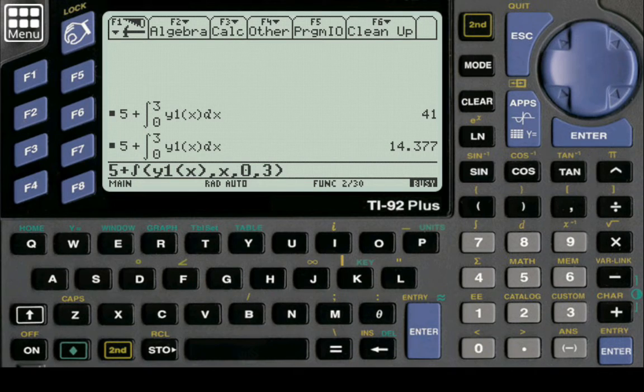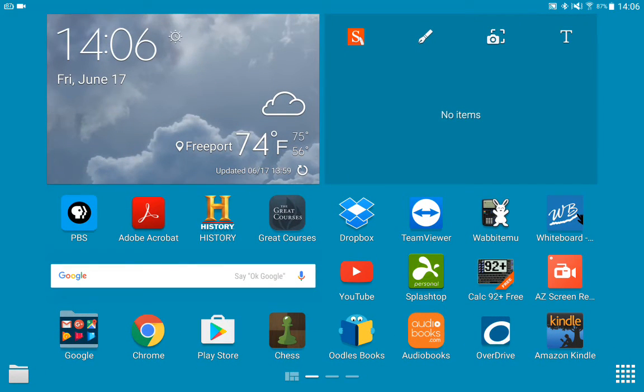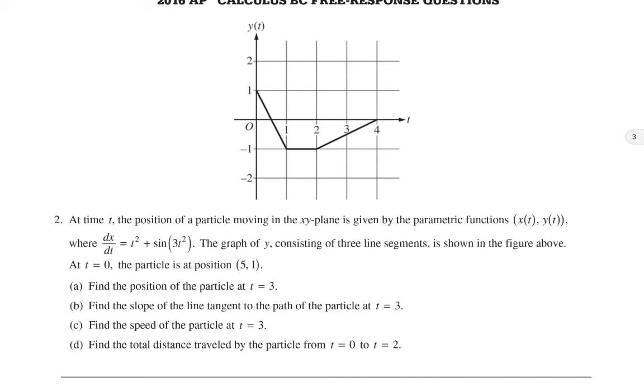That's x of 3. Now, what's y of 3? Well, look at the graph. They're giving you y. Y of 3 is negative 1/2. Look at the slope from the point (2, -1) and the point (4, 0). Isn't that slope positive 1/2? So we go over a delta t of 1 from t equals 2 to t equals 3. Your y becomes negative 1 plus the half, so it's negative 1/2. So x of 3 is 14.377, and y of 3 is negative 0.5, and the x of 3 is an approximation, of course.